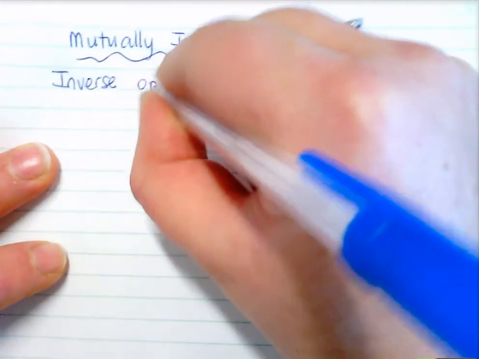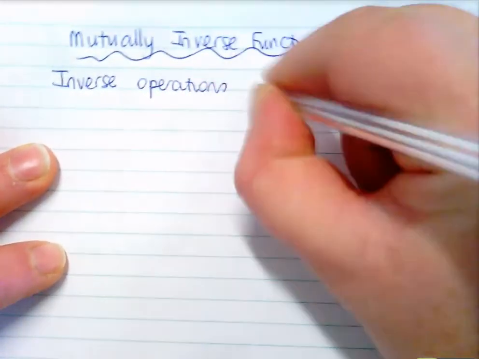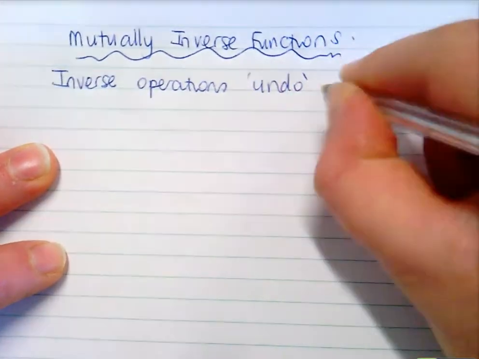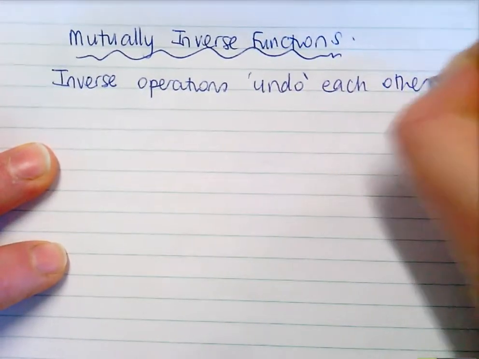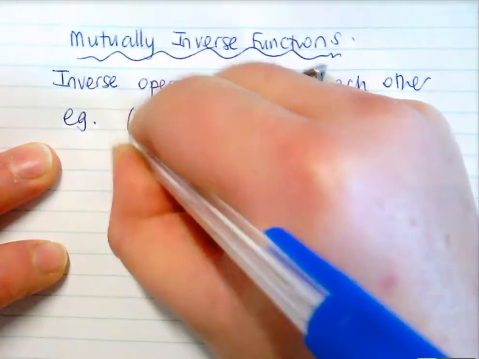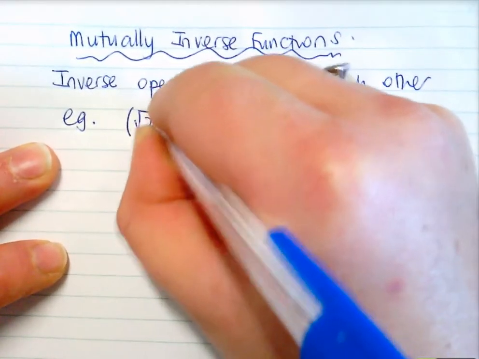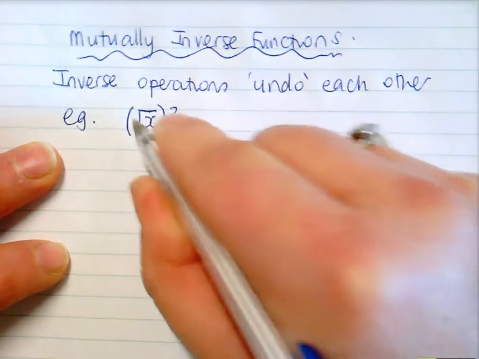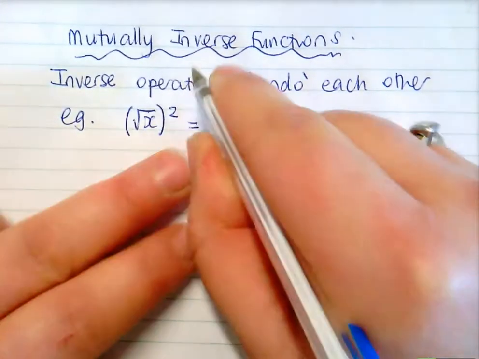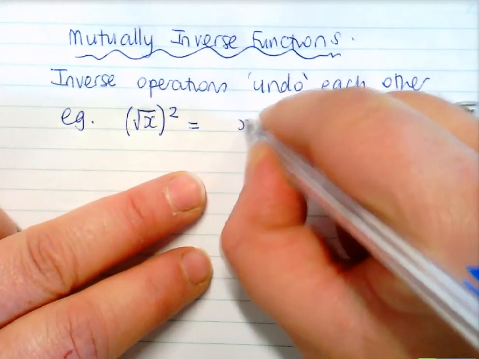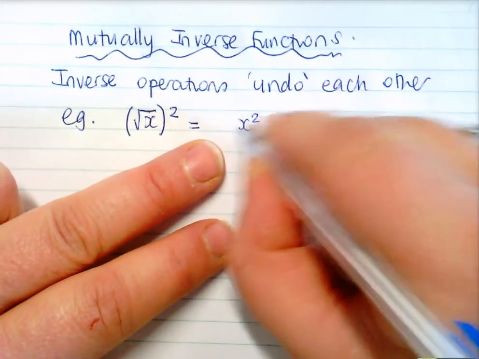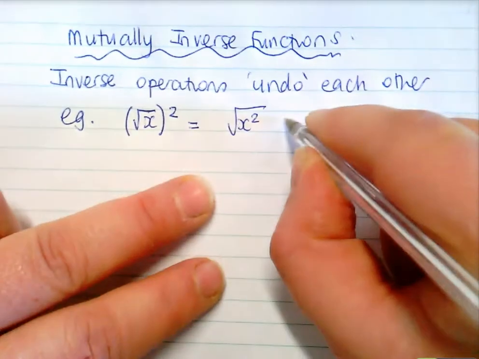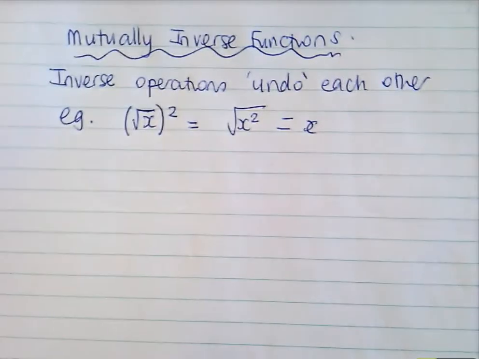So inverse operations undo each other. For example, if I've got the square root of x and then I square it, that is the same as squaring the x and then square rooting it. Do you remember that?